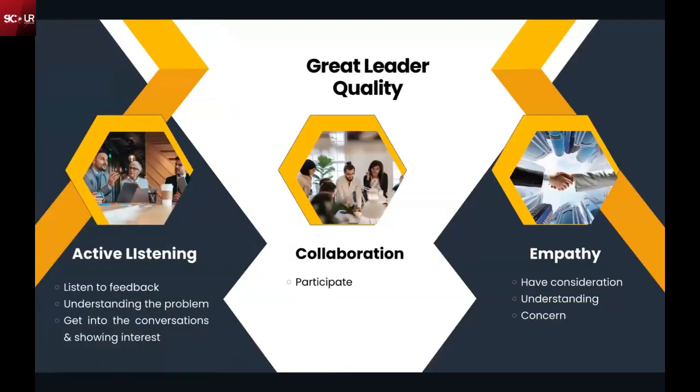A great leader must come with quality. These qualities make people achieve job satisfaction. So what are those qualities? Number one is active listening. Active listening is listening to feedback from team members. The feedback might be about ideas for improvement. It is not only being able to listen to the words, but also the meaning behind them. Maybe about the problem that team members are facing while completing the project or task. Active listening also means getting into the conversation and showing interest, by minimizing distraction. Thus, by active listening, a leader can together with team members find solutions and improvements.